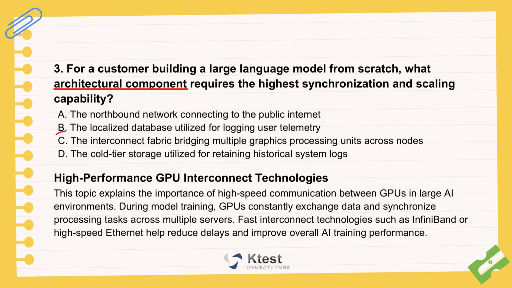Because they have to talk to each other so fast. Yes. GPUs must exchange calculated gradients and model parameters millions of times per second. If you force that communication over a standard network, the GPUs spend more time waiting for data than actually calculating it. Oh, wow, that's a huge bottleneck.